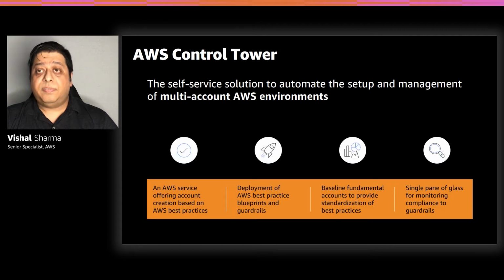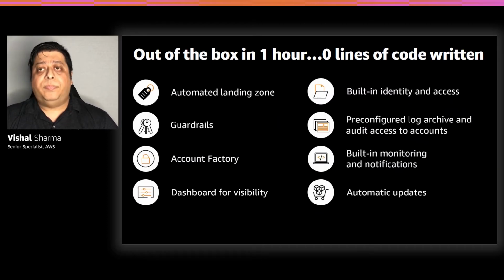AWS Control Tower is a self-service solution to automate the setup and management of multi-account AWS environments. It provides you with the capabilities for account creation based on AWS best practices, deployment of AWS best practice blueprints and guardrails, as well as capability to monitor and manage those guardrails. When you deploy Control Tower, you get a framework to set up and extend a well-architected multi-account AWS environment based on security and compliance best practices, what we call automated landing zone. We will discuss in detail what the Control Tower landing zone looks like. It also comes with a set of predefined guardrails. Guardrails are preventive or detective policies you can apply to your AWS environment. We'll also discuss guardrails in detail.